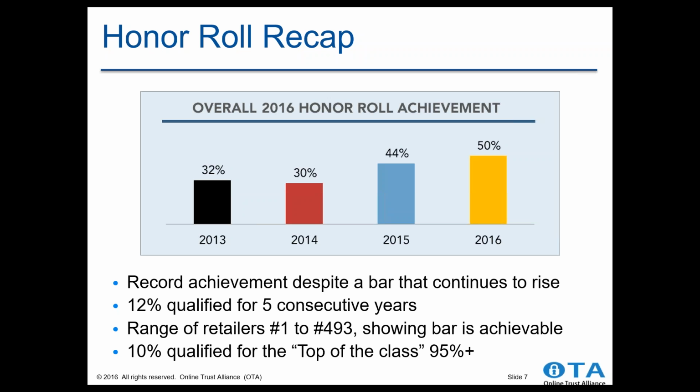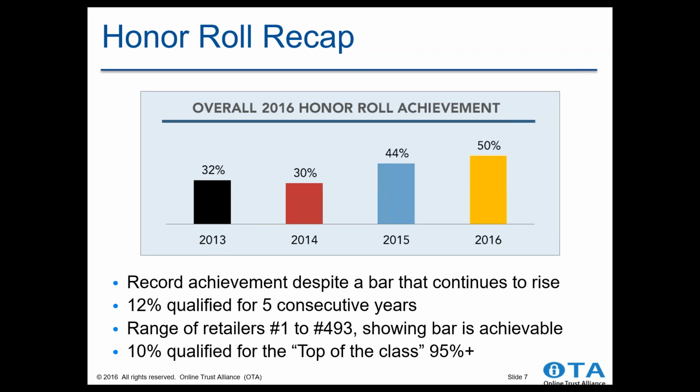And another factor to consider is when we looked at the internet retailers, it wasn't just the top 1 or top 10 that made the honor roll. We had the number 1 retailer as well as number 493. And what that really tells us is that the honor roll is achievable by companies of a wide range of size and resources.